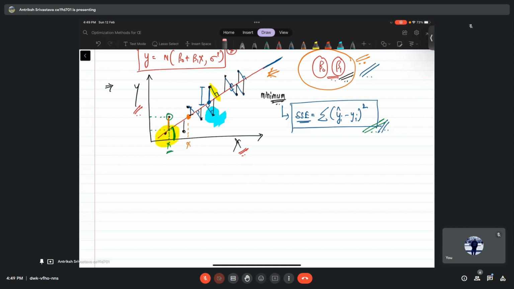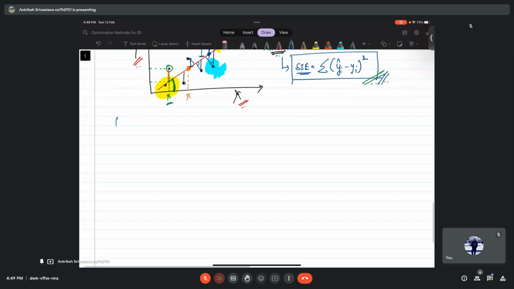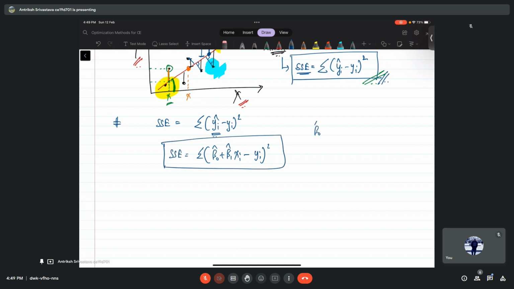Okay, now let's go to the derivation, the actual derivation that everyone is waiting for. So what is this error? SSE is the sum of square error. How do we write this prediction? We write this prediction as beta naught hat plus beta 1 hat xi minus yi, square. Now we want beta naught hat and beta 1 hat such that this is minimum.